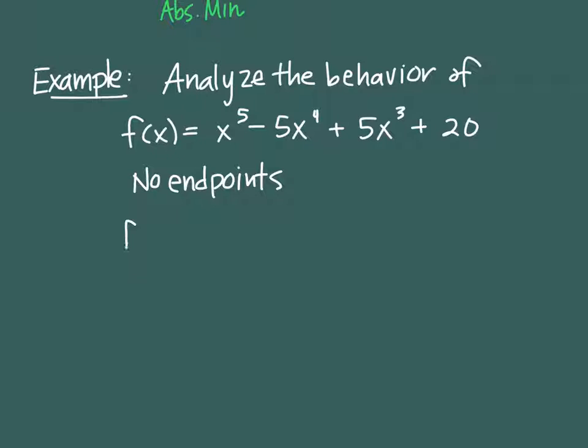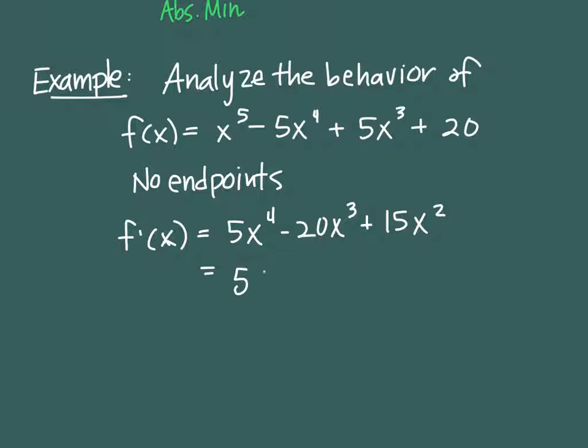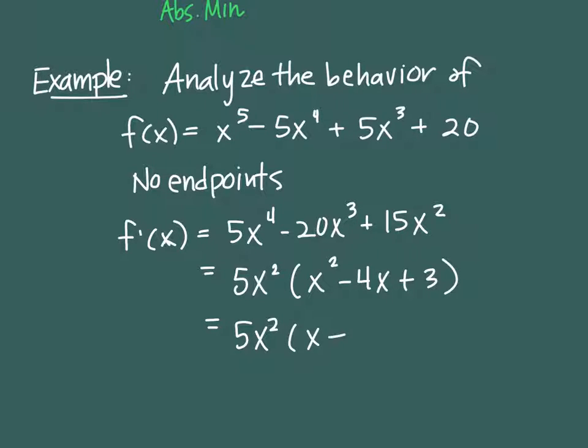So we'll find f prime. So 5x to the 4th minus 20x to the 3rd plus 15x squared. We'll need to factor that. So I'm going to pull out a 5x squared because I noticed that it has it in common, and I'm left with x squared minus 4x plus 3. That factors great too. So I'm left with x minus 3 and x minus 1.